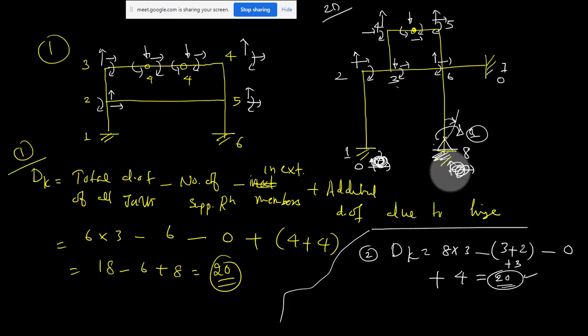Initially I was taking that as a support reaction. This is a degree of displacement. These are the 20 displacement components. These are the 20 possible independent displacement components. Okay, so that is the question.